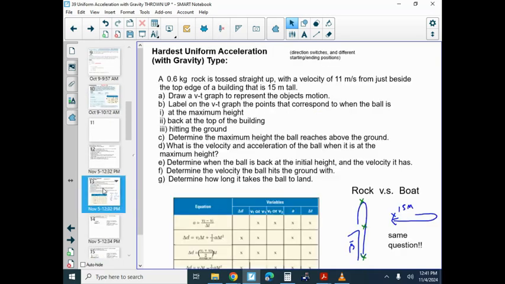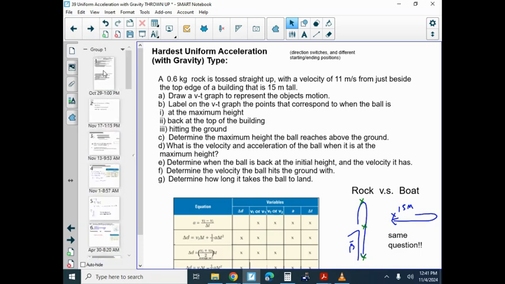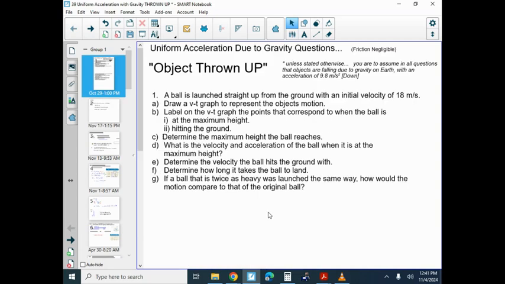So when you're asked about velocity or acceleration at the maximum height, the final velocity is 0. When it's back to the initial height, the displacement is 0. When it hits the ground, the displacement is negative 15. There's kind of understood information that you have to recognize. It should be understood information, I should say, right?